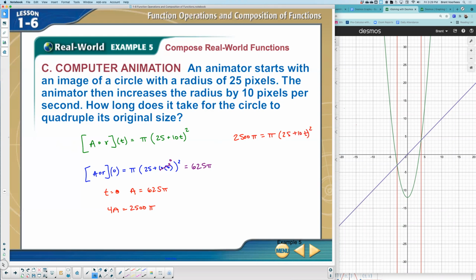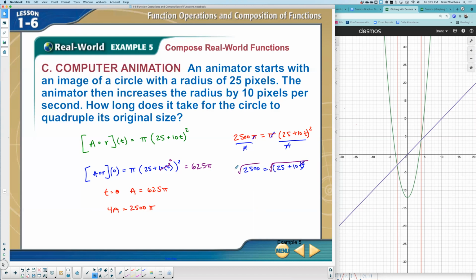And we could solve this. You could divide both sides by pi, but I'm going to use InSolve on my calculator in just a second. But here's the algebra as you go through it. So 2500 needs to equal (25 + 10t) squared. You take the square root of both sides. We're trying to isolate the t, and so that would cancel out. Now normally we'd say plus or minus.